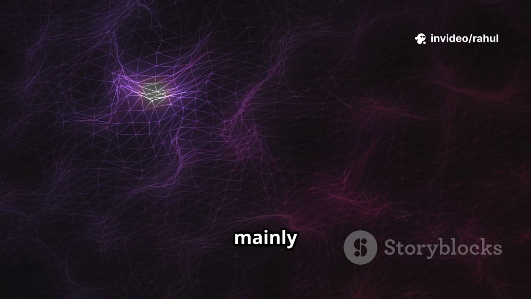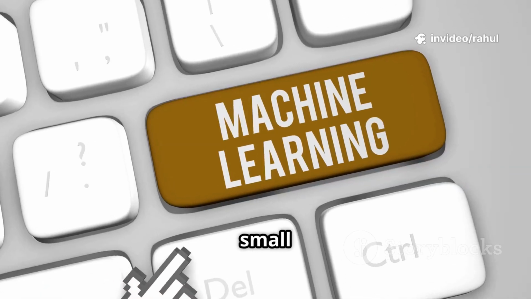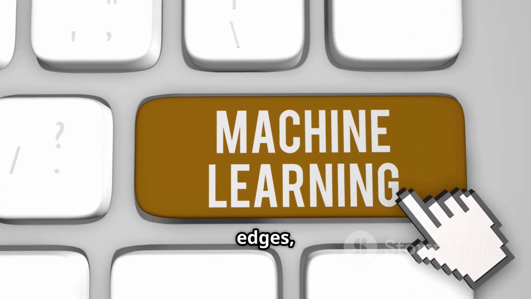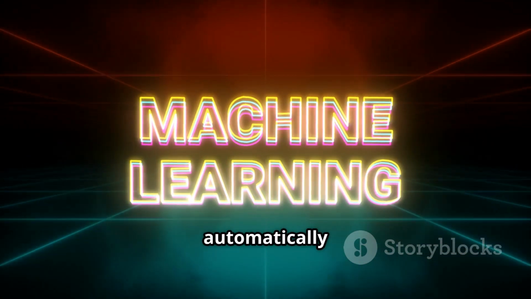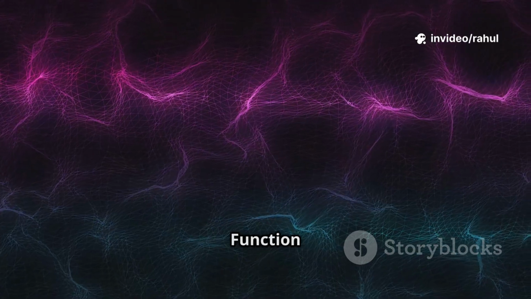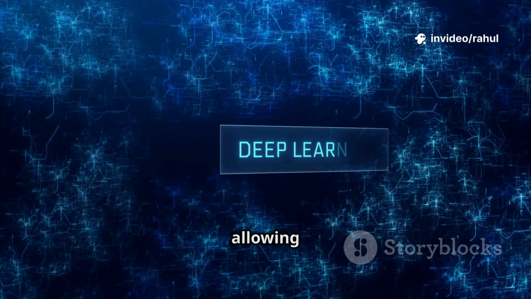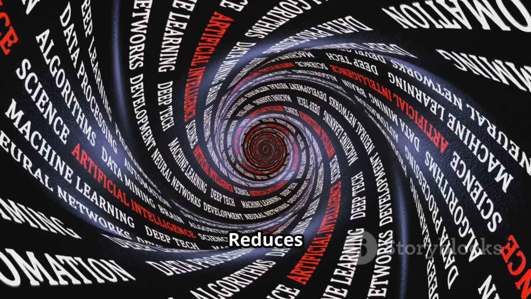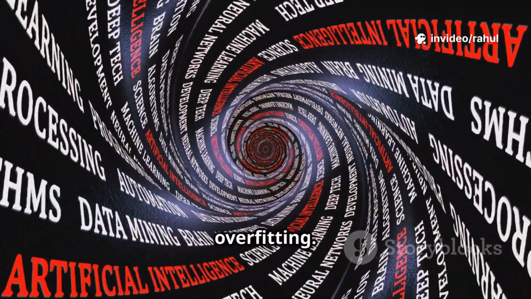A CNN mainly consists of three key layers. Convolution layer: it applies small filters, called kernels, over the image to detect patterns like edges, textures, and shapes. Each filter learns a specific feature automatically during training. Activation function, ReLU, introduces nonlinearity, allowing the network to learn complex patterns. Pooling layer reduces spatial size, making computation faster and helping prevent overfitting.